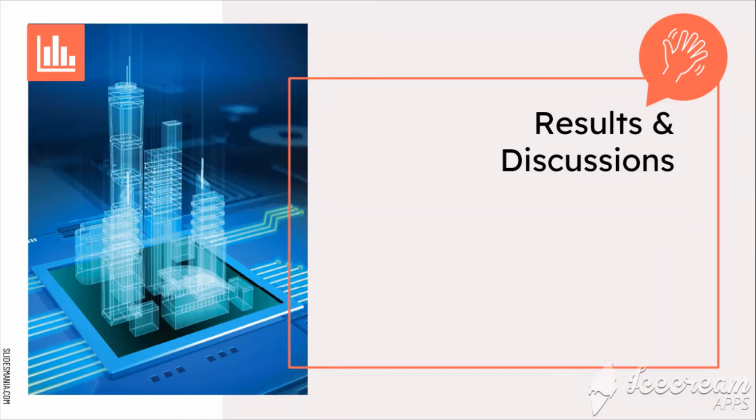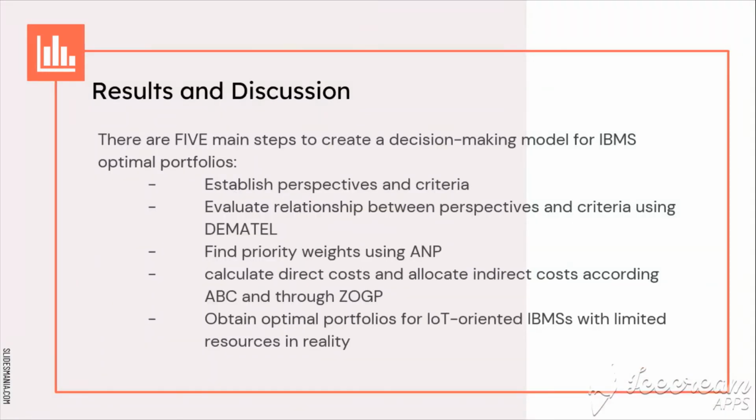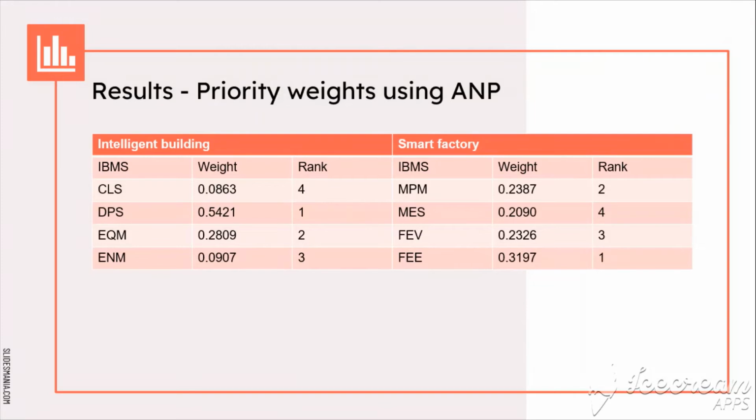Next, result and discussion. As stated in methodology, there are 5 main steps to create a decision-making model for IBMS optimal practice. In this section, only 3 results found from the 5 main steps are shown. The first result is a priority weight using ANP. Here, ANP has succeeded in computing the weight for each alternative, and the priority rank is also given.